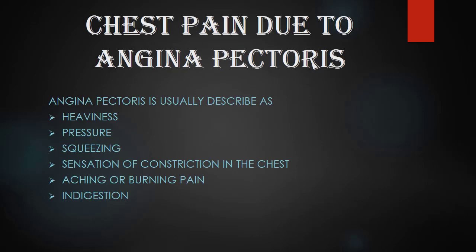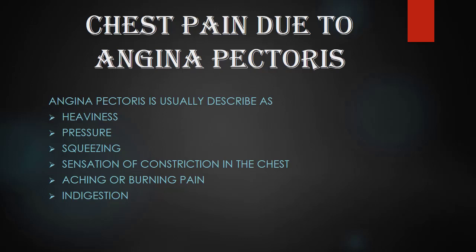History is very important. Ask whether it is acute and ongoing pain, recurrent or episodic pain, or persistent pain even for days. Let's start with chest pain due to angina pectoris. Angina means discomfort. Angina pectoris is usually described as heaviness, pressure, squeezing, or sensation of constriction in the chest, but it may be described as aching or burning pain, difficulty in breathing, or even indigestion.